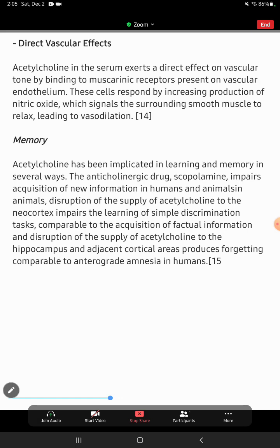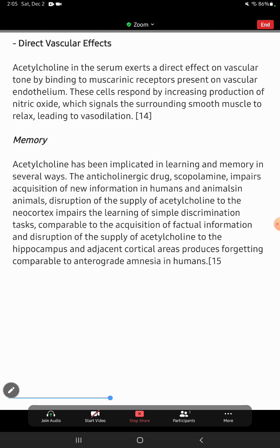Is a direct vascular effect. Acetylcholine exerts a direct vascular effect by binding to muscarinic receptors present on vascular endothelium. These cells respond by increasing production of nitric oxide, which signals the surrounding smooth muscle to relax, leading to vasodilation. As I explained, vasodilators are the chemicals that prevent the muscles from tightening, and they relax the muscles.